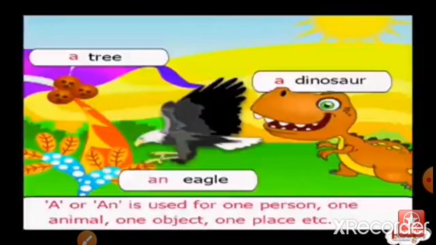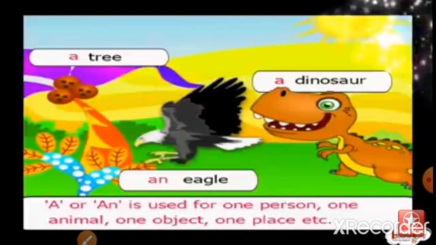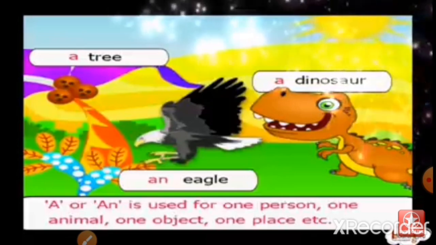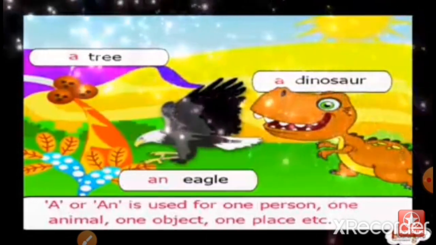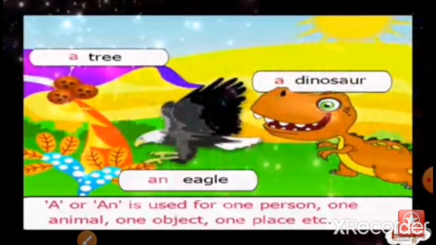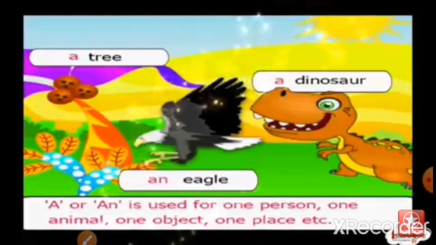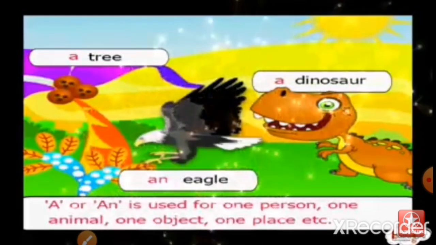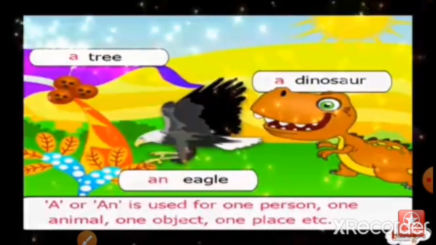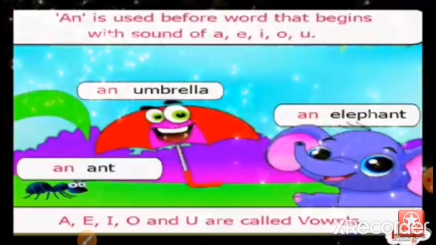So have a look here. A tree, a dinosaur, an eagle. A or an is used for one person, one animal, one object and one place. We can say these are the indefinite articles, a or an. These are used with a singular noun.